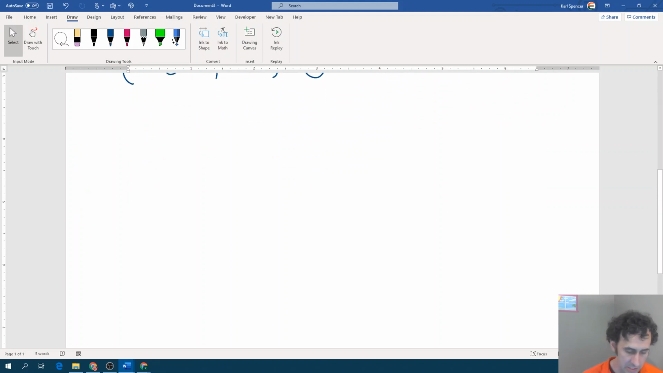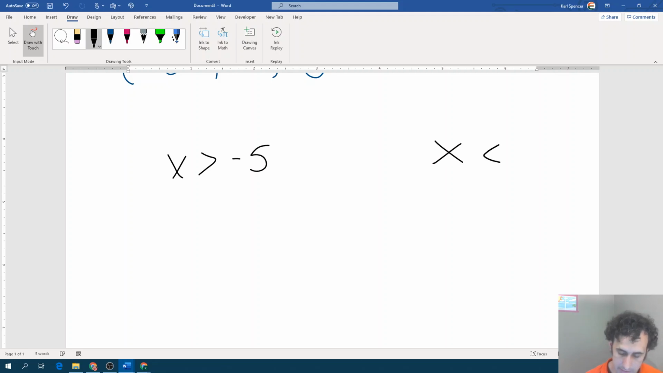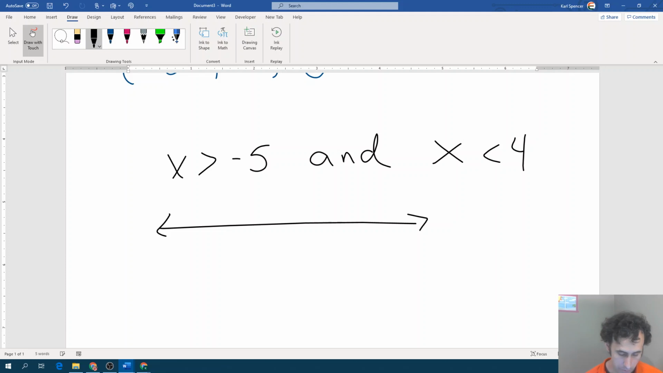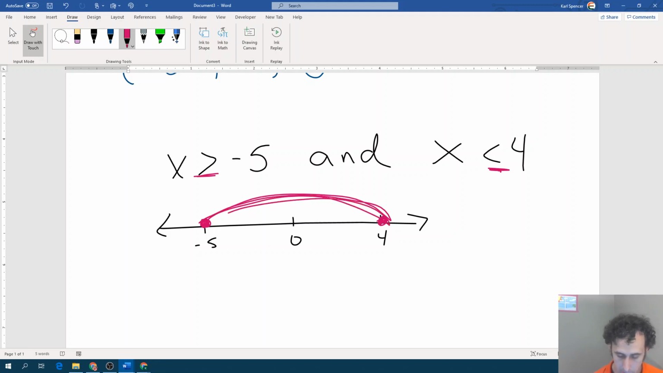Let's put another problem just to see how this works. What about if I had x is greater than negative 5 and x is less than 4? This would be an AND problem. So again, if we put our solution on a number line, we'd have our negative 5, 0, positive 4. Let's make these equal-to portions just to be a little bit different. We'd have our negative 5, our positive 4. We'd connect them too. So again, we have the inequality forms, and we have them graphed.